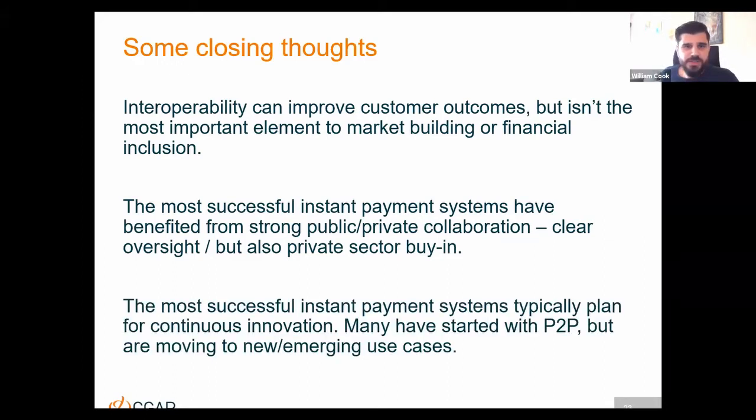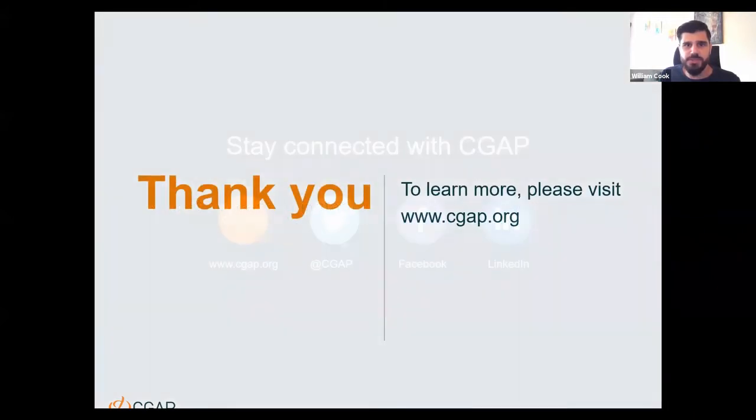And then finally, the most successful instant payment systems are also planning for continuous innovation. As we noted, many have started with P2P, but are moving on to things like merchant payments, to QR standardization, to whatever the next thing is going to be. So we would really encourage those who are embarking on this journey to not think about it as a project that has a defined beginning and end, but to think about it as something that's being structured to continue to evolve in the market over time. Great, so I'll leave it there, and we can open for questions.